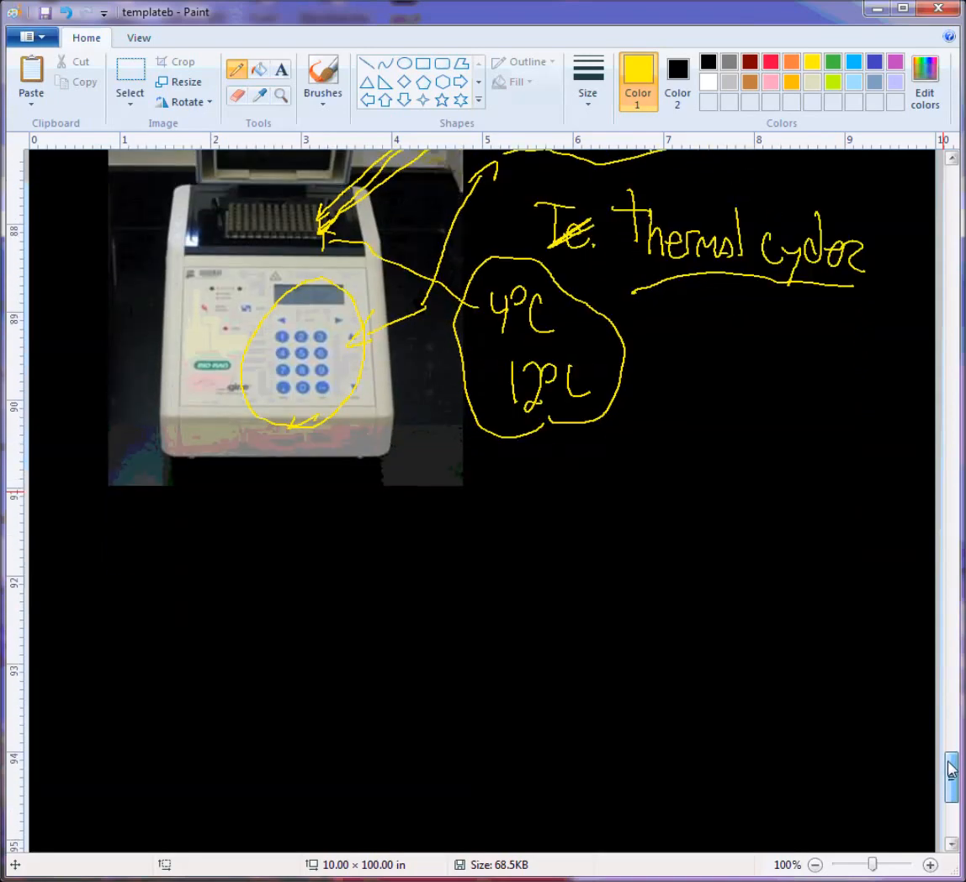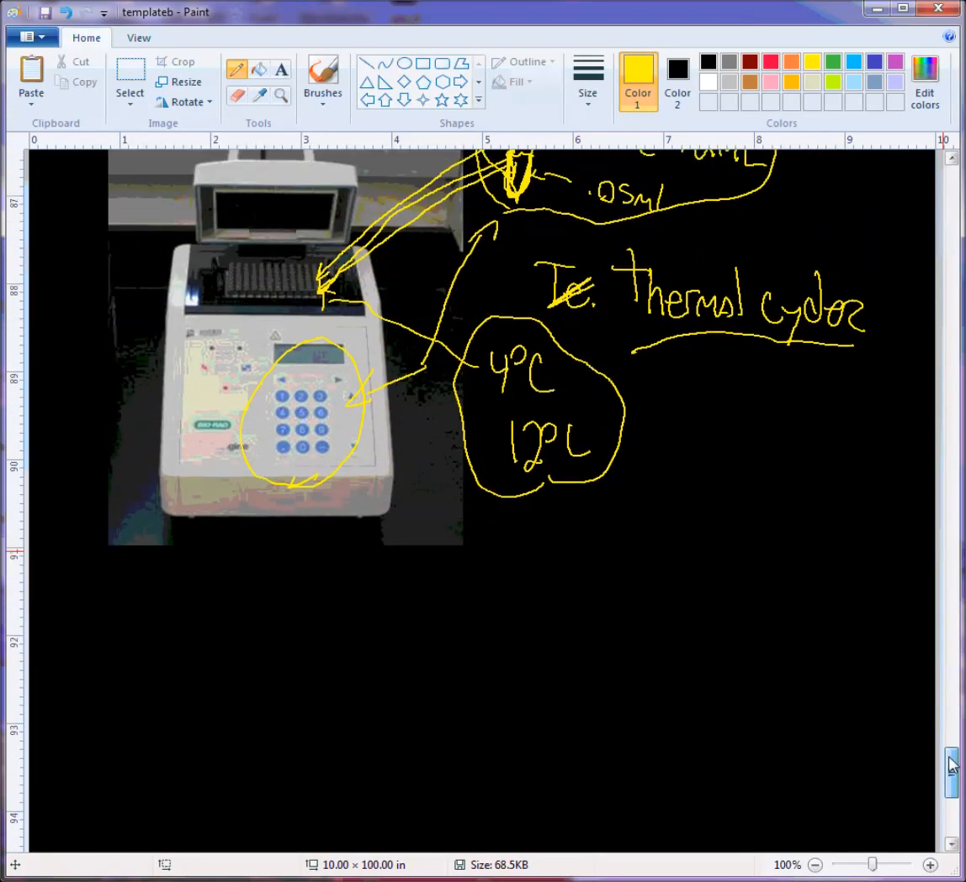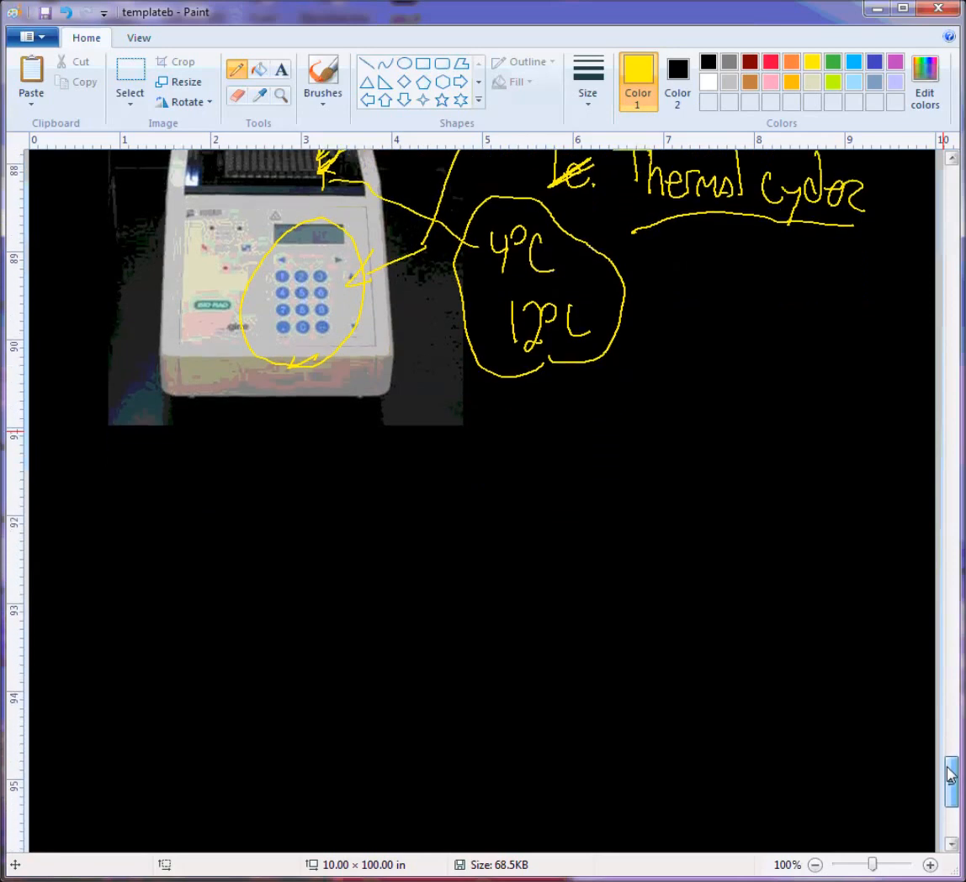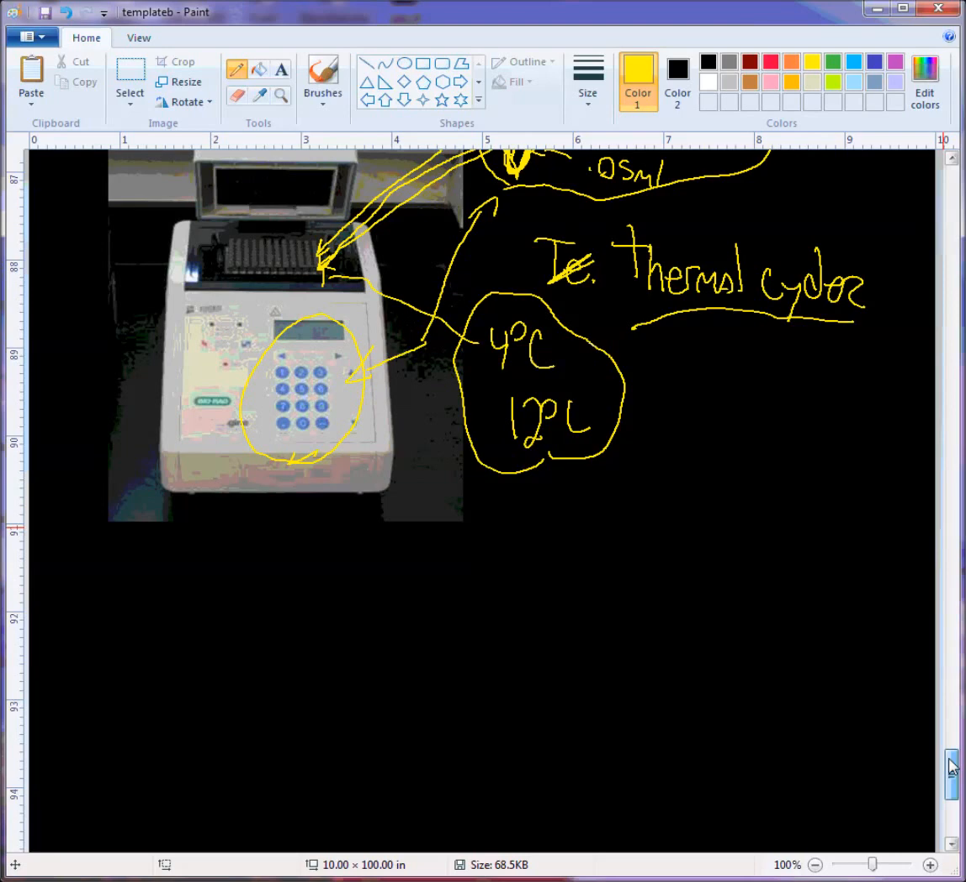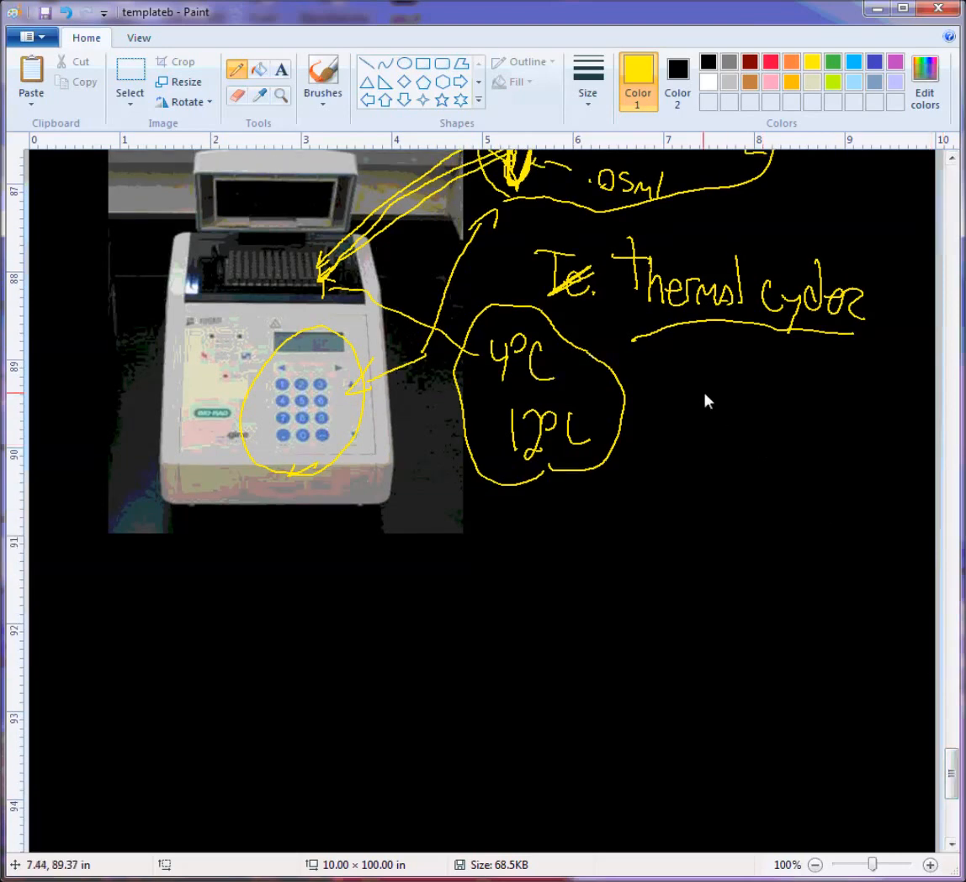And PCR reactions can be kind of fun, and I hope you do take biotech. If you're not working in a genetics lab or a molecular biology lab here at ISU, then I do hope you take biotech, our 300 level laboratory classes, where you will do a lot of PCR.